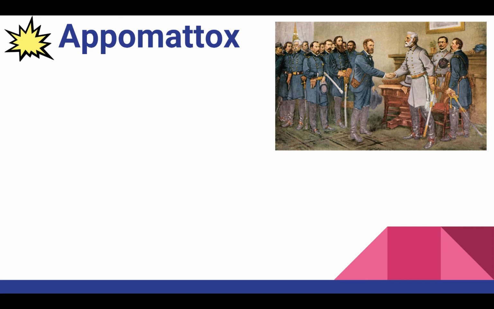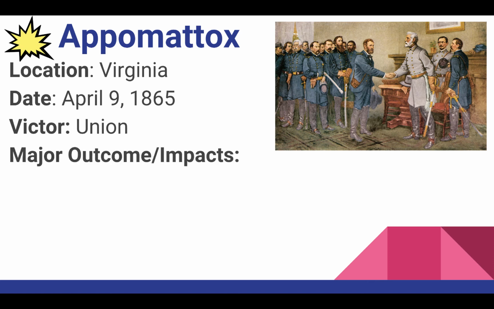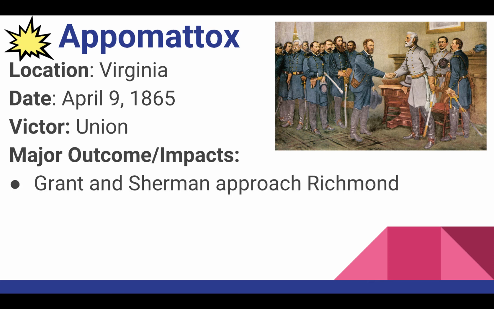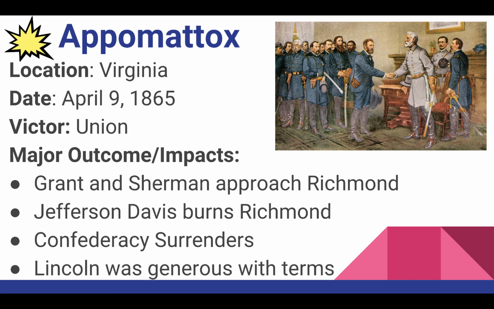And then finally, you have Appomattox, which was the last battle in the Civil War. It occurred in Virginia. Date was April 9th, 1865. And actually, the victor is the Union. Major impact is that Grant and Sherman approach Richmond. Jefferson Davis burns Richmond to the ground rather than have it fall into the hands of the North. But finally, the Confederacy surrenders, and Lincoln was generous with terms.